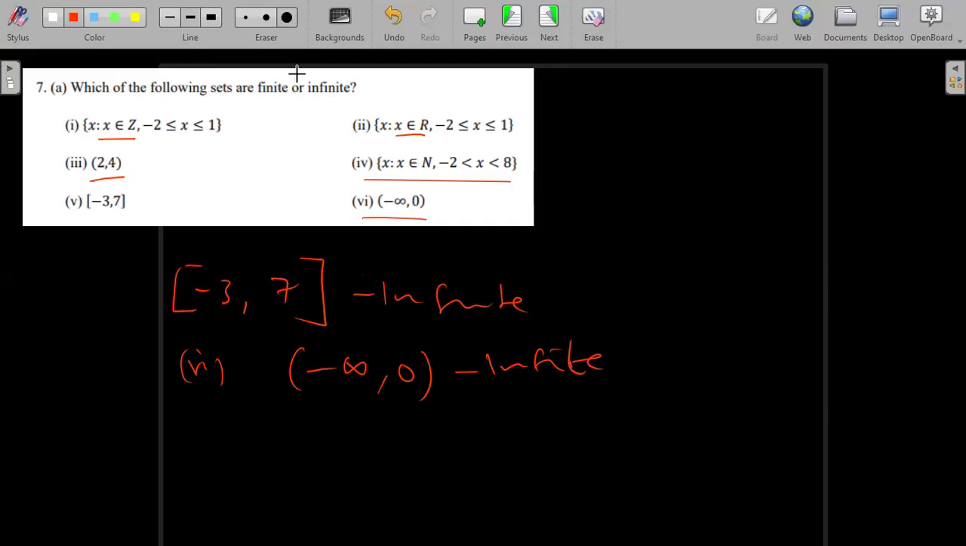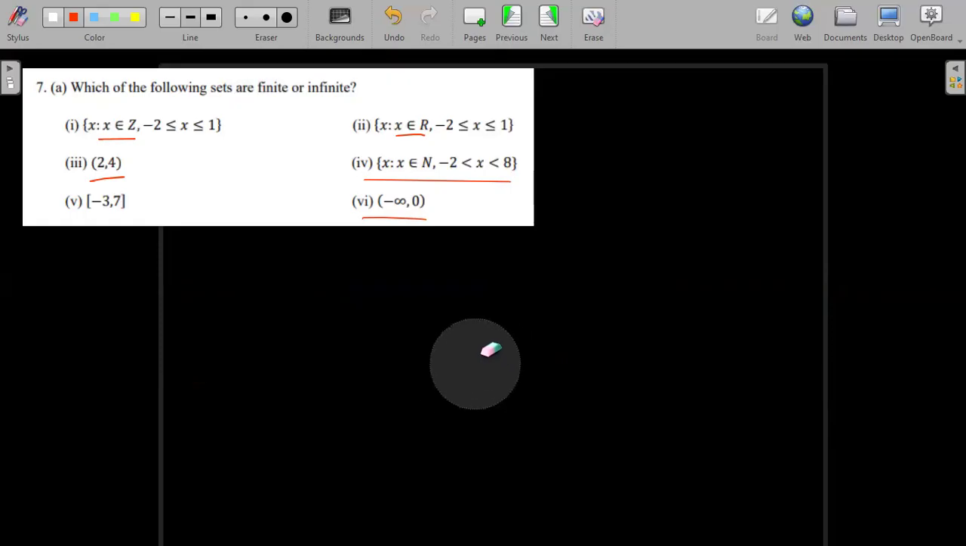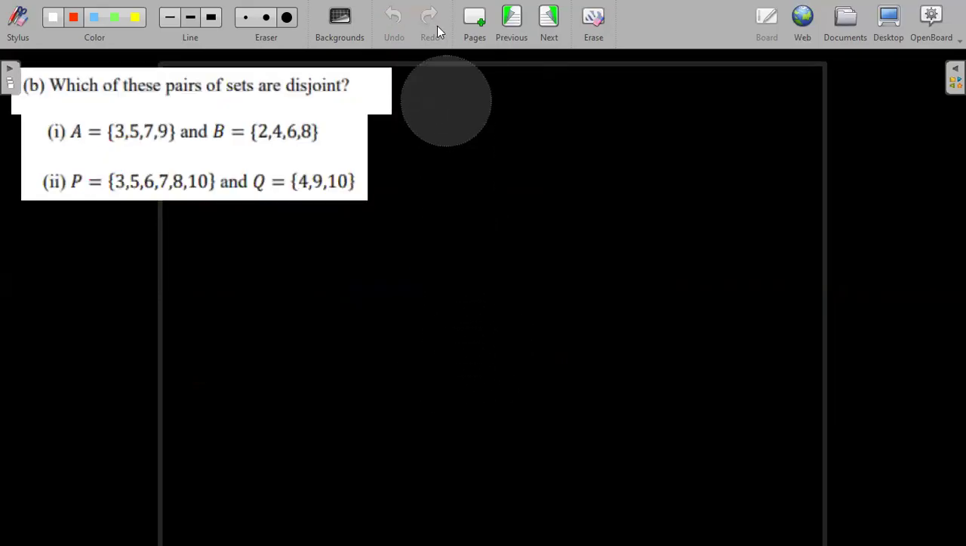Okay, before we move on to question 8, do we have any question here? All right, I do not have any question. Okay, thank you. So let's move on to the next question. And the next question is this one here. It's asking which of these pairs of sets are disjoint.